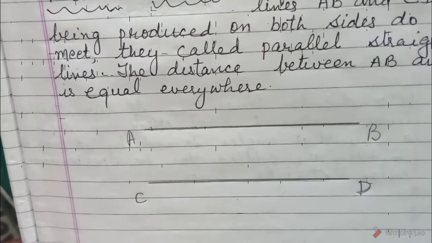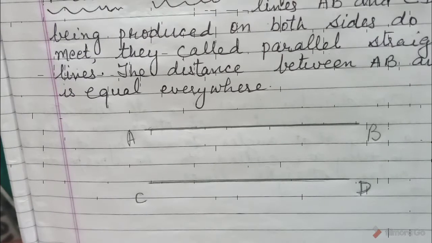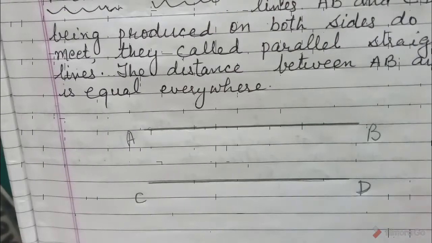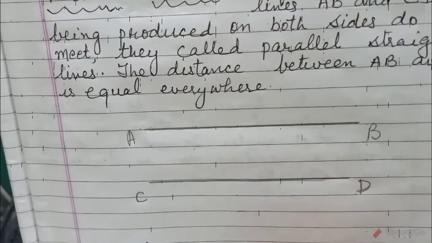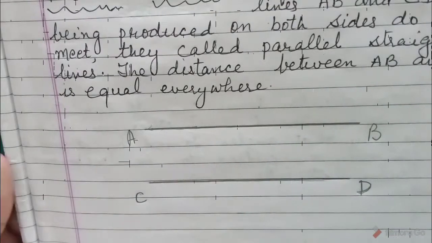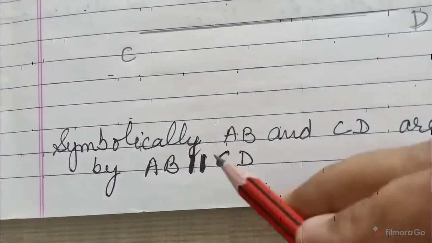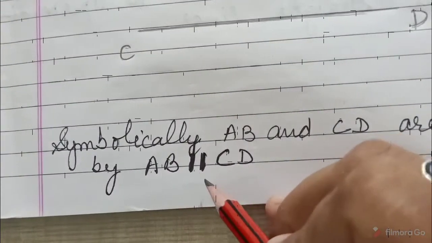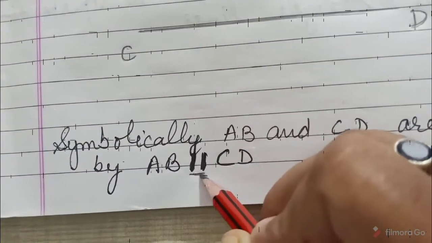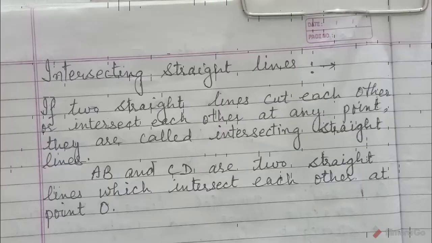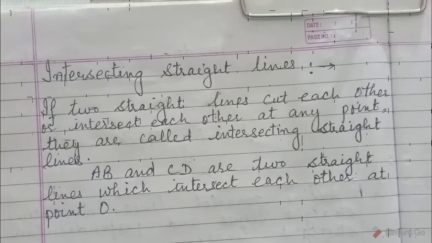The best example of parallel lines is a railway track. Now symbolically, AB and CD are shown like this. Symbolically, we can write this as the symbol of parallel lines. Now we can start the intersecting straight lines.